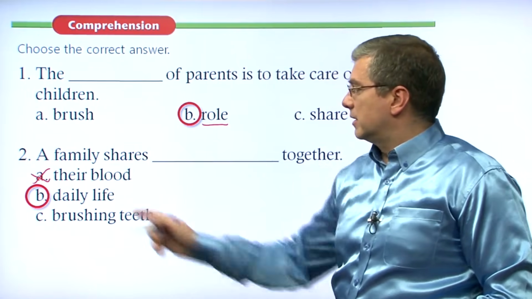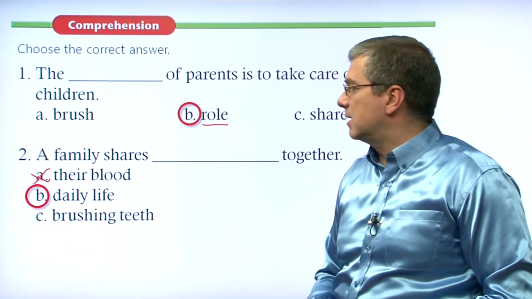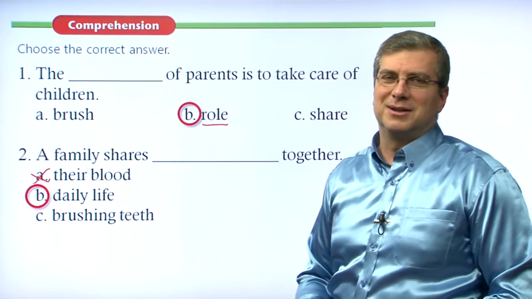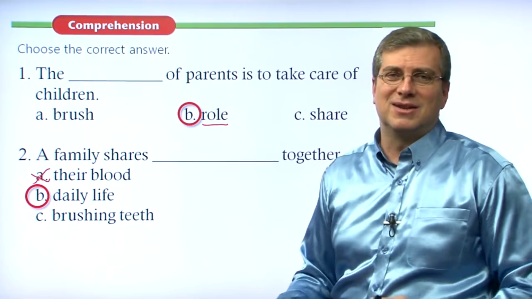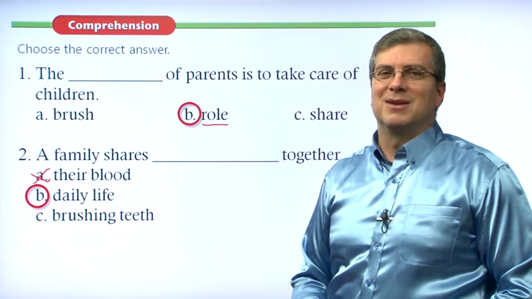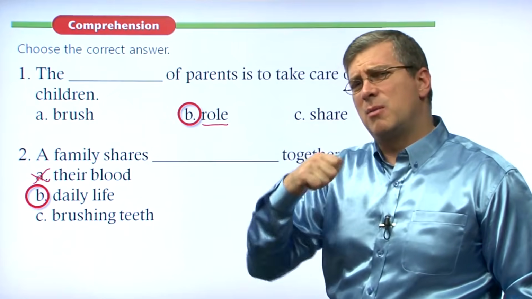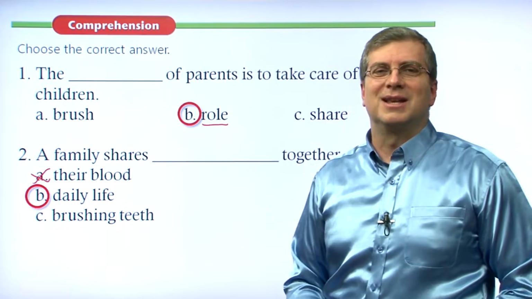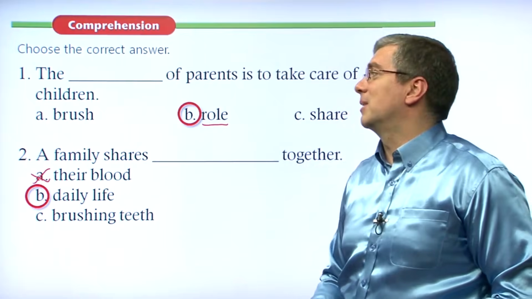Okay, number C is, of course, brushing teeth. A family shares brushing teeth together. That's kind of silly, they might, but it's not an appropriate answer. More appropriate is daily life, right? Can you imagine? Do you brush your teeth with your mom all the time? No, it's kind of silly, isn't it? Okay, so anyway, they share their daily life with each other. Let's move on to number 3.